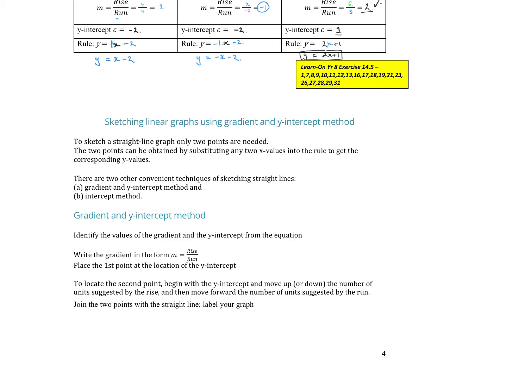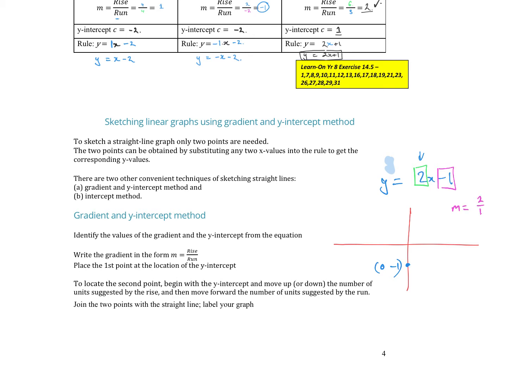So I guess the key piece of information, let's just do an example here. If y is equal to 2x minus 1, the key pieces of information are, there's my gradient and there's my y-intercept. So the process is, if we can identify the y-intercept, and we'll label it as -1, so the coordinate is (0, -1). And what I'm looking to do is try to find another point.